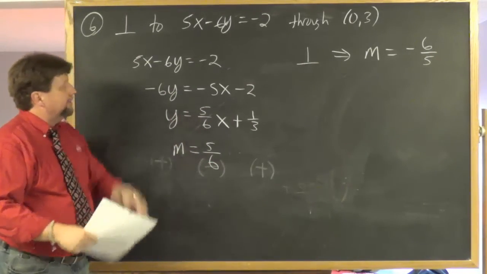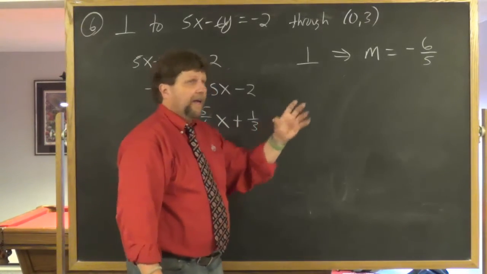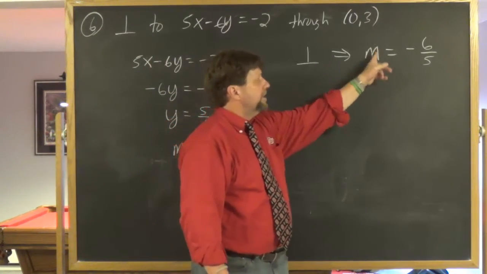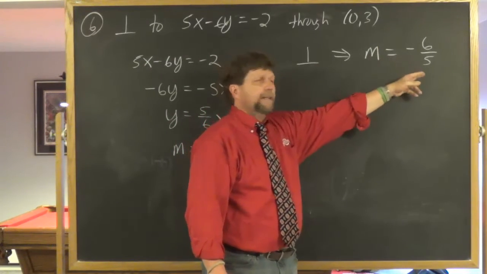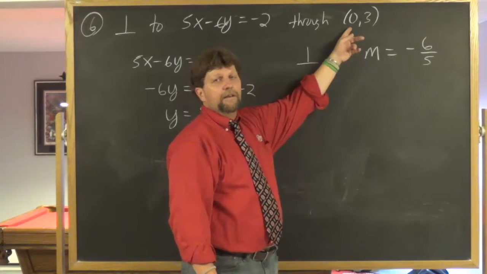So let's see where we're at. Now what I'm trying to find is the equation of a perpendicular line, and I know the slope of the line is -6/5, and it passes through the point (0, 3).